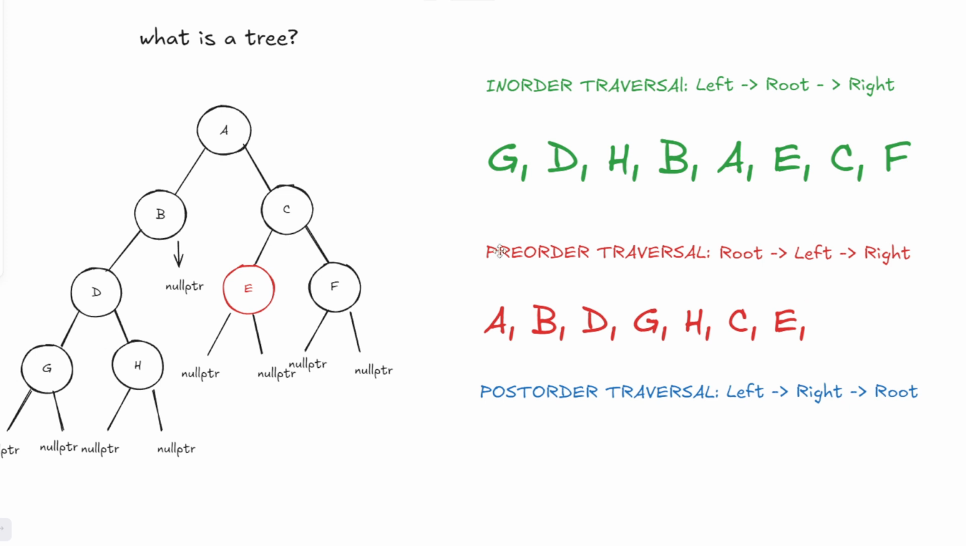Now we go to its right subtree, which is F. We print F, then we check its left subtree, it's null. We check its right, it's also null. So we finished preorder. So the postorder, we go to its left subtree first, then its right subtree, then lastly we go to the root itself.